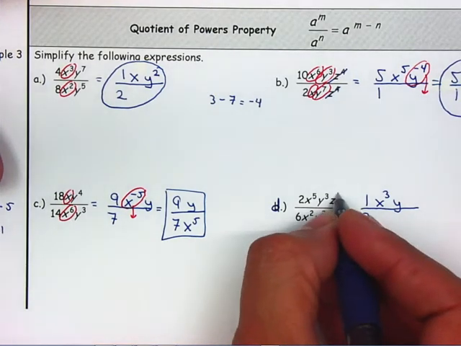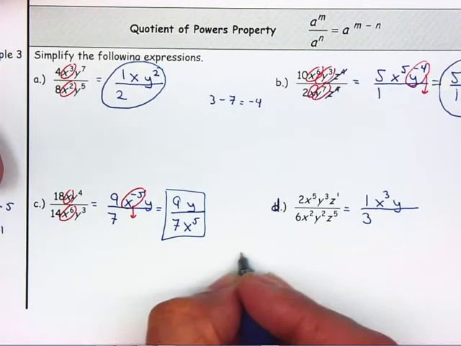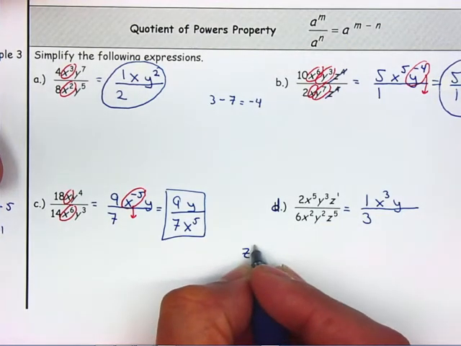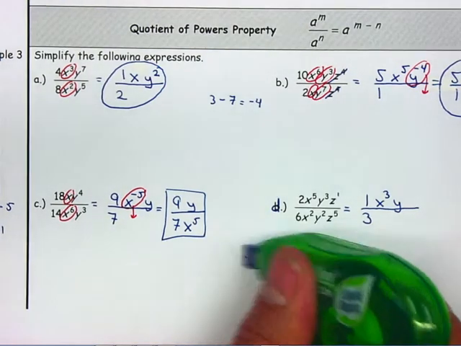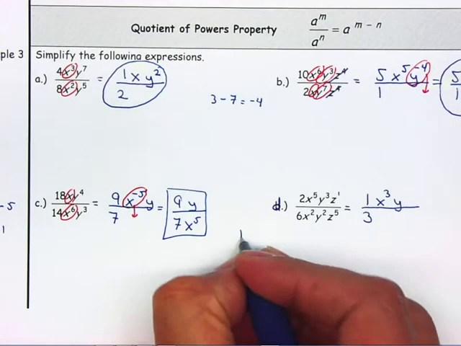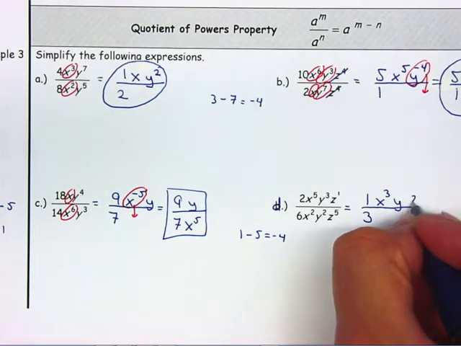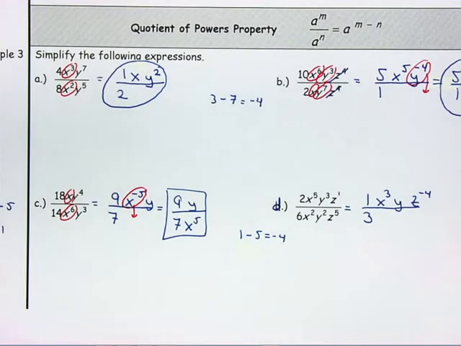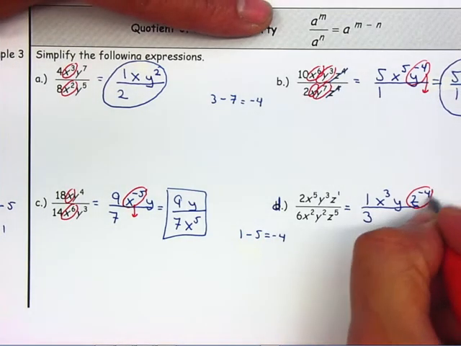For the z's, I have 1 minus 5. 1 minus 5 will give me a negative 4. Just be careful when you have negative answers. 1 minus 5 is equal to negative 4. So this gives me z to the negative 4. But what happens when I have a negative exponent? Whenever I have a negative exponent, I need to bring it to the denominator.